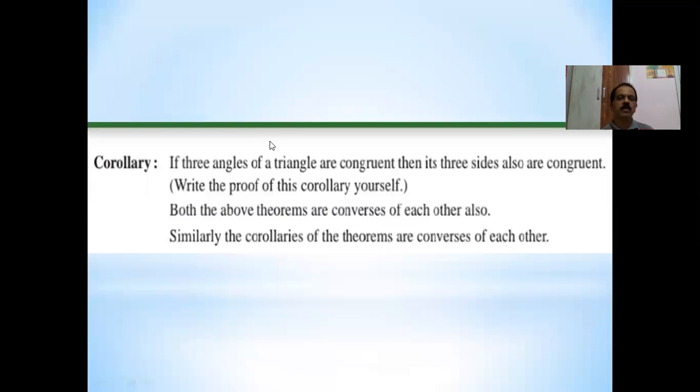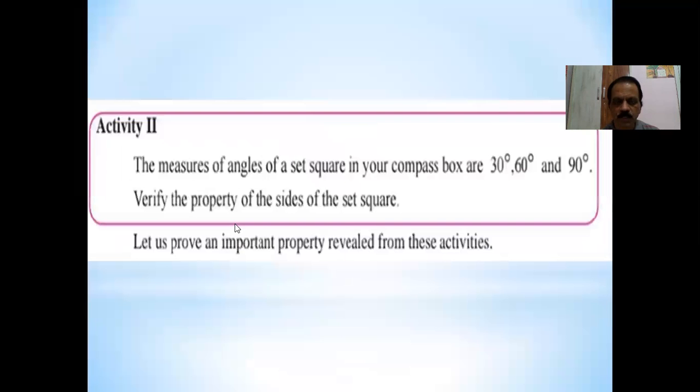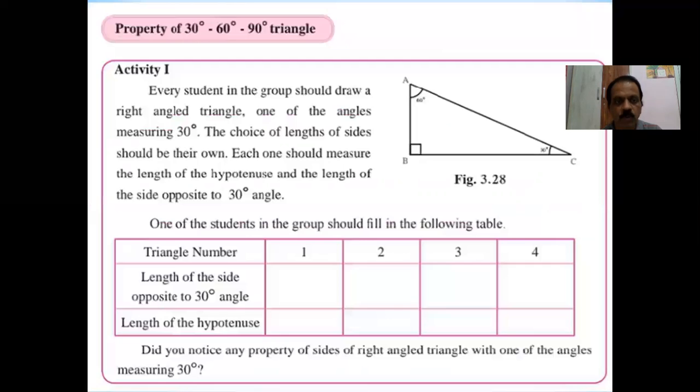Now we look at the corollary. What is the corollary? This is one of the postulates. Look here, if three angles of a triangle are congruent, then its three sides are also congruent. That means in the previous case we looked at the isosceles triangle in which two segments are given. Now here the three angles are given, then the opposite sides will also be congruent. This is the corollary of that statement that we have to see.